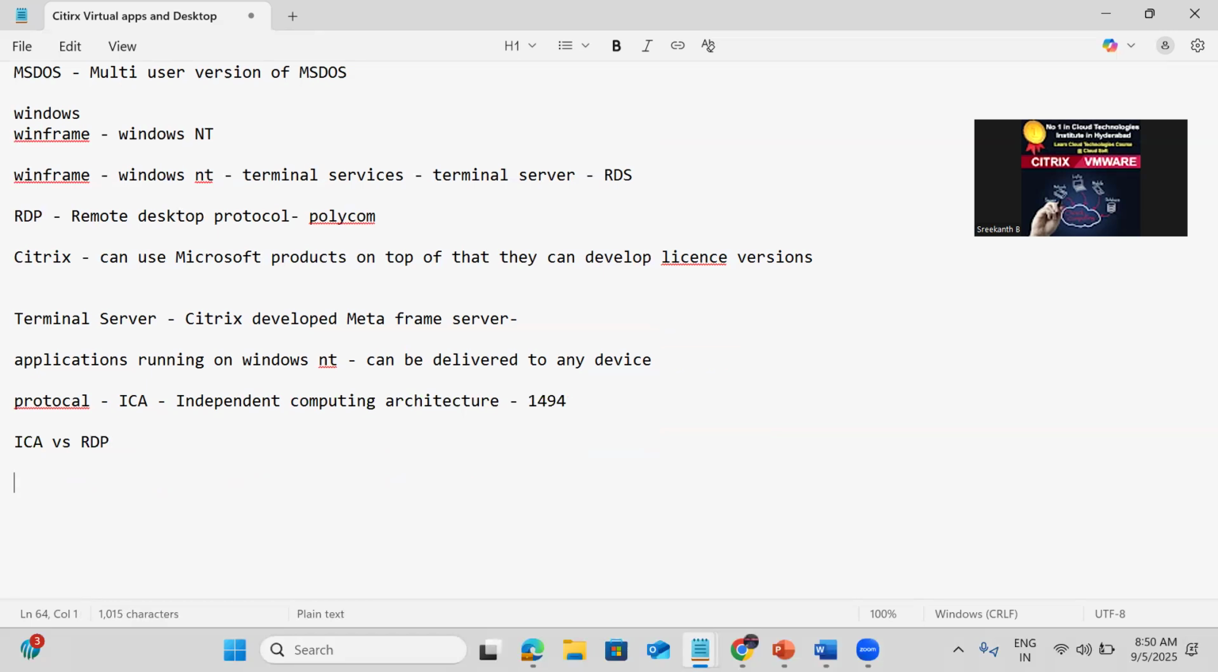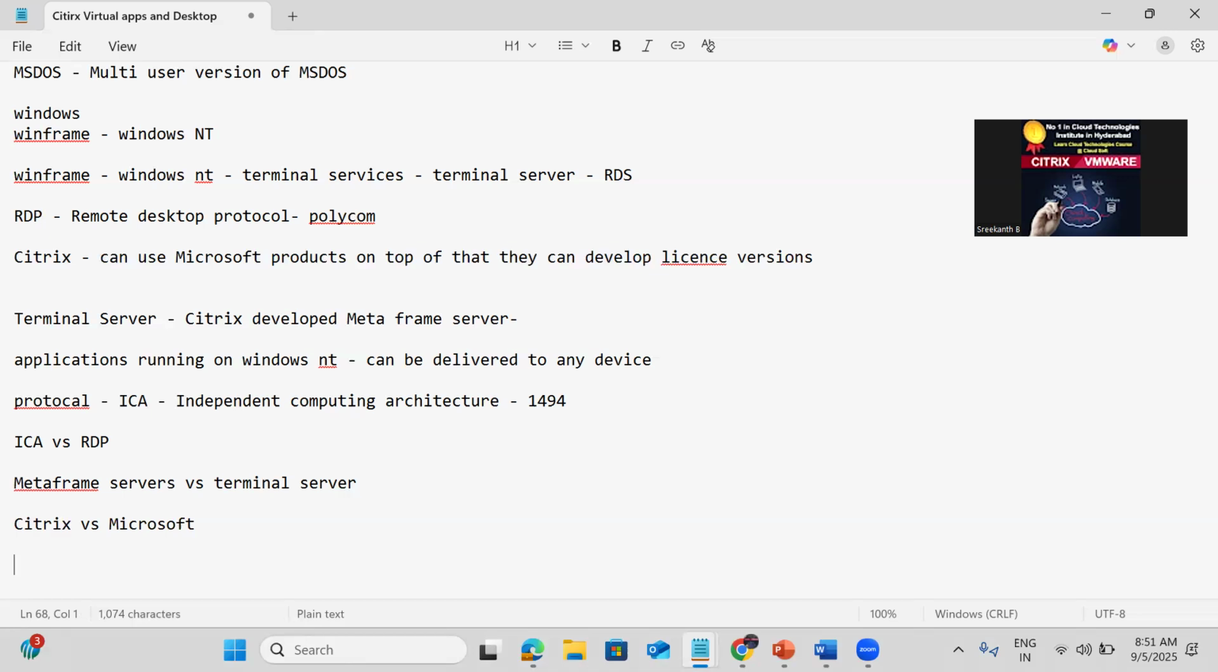Okay, so now here ICA versus RDP, or MetaFrame server versus terminal server. This is nothing but equivalent to Citrix versus Microsoft itself. Okay, so that means the main proprietary protocol Citrix has is ICA.